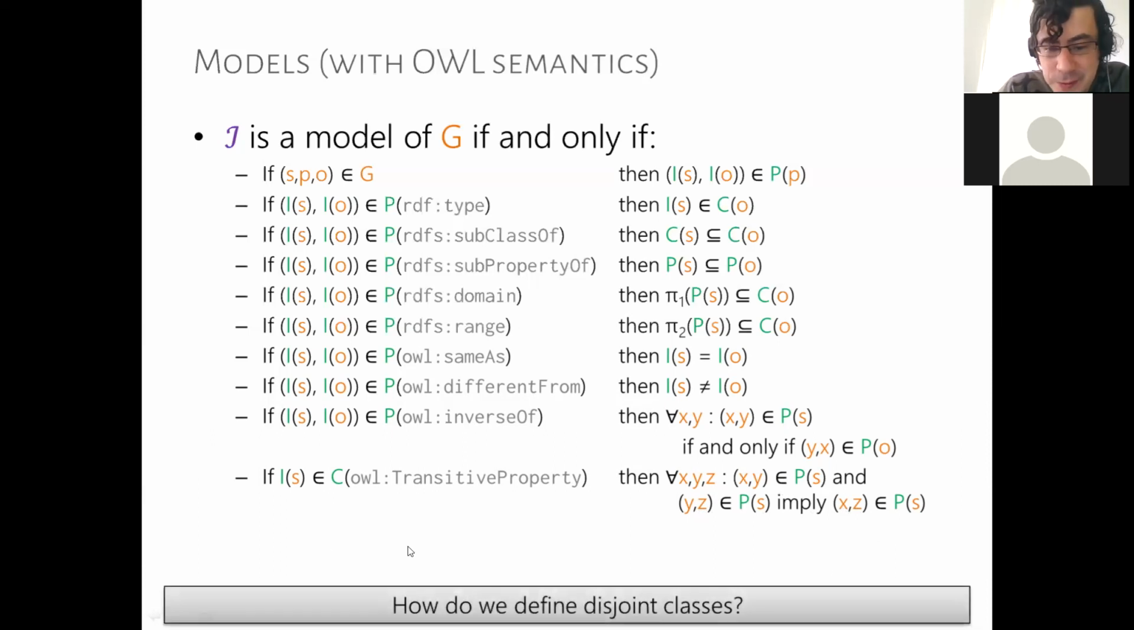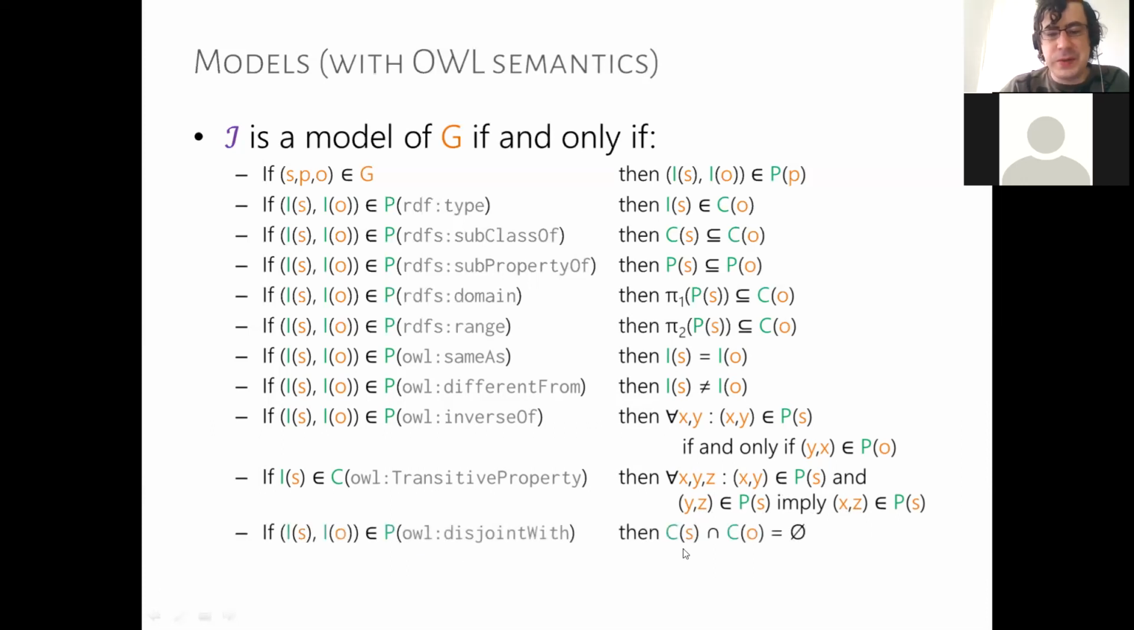How do we define disjoint classes? Disjoint with: we say that the intersections of the extensions of the classes are empty, and so on. I'm not going to continue defining all the semantics, but just to give the idea. The concept is that all of these things are well defined because it's just set theory notation.